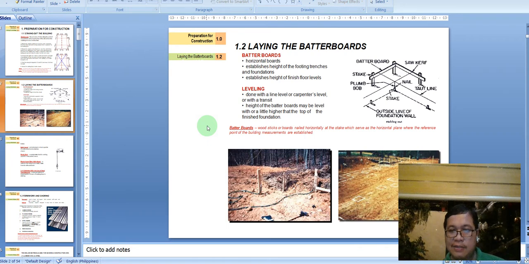So when you do your plans, you don't indicate the distance from the NGL to the finished floor line. You should indicate the distance from the street level to the finished floor line. There's a big difference between your NGL and your street level. Your house should always be higher than street level, because if you don't indicate in your plan that your house is higher than the street level, there's a tendency that the building you're going to construct might be flooded, especially when you construct it below street level. So always remember that, class.